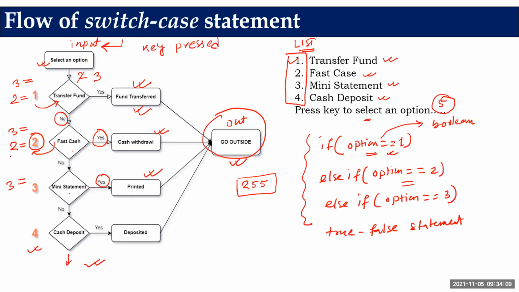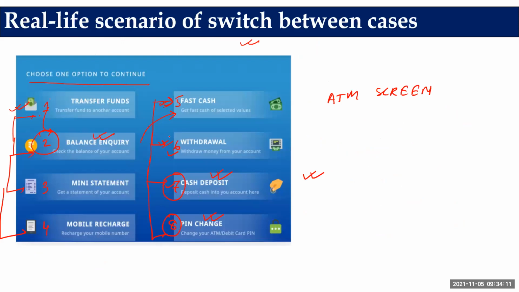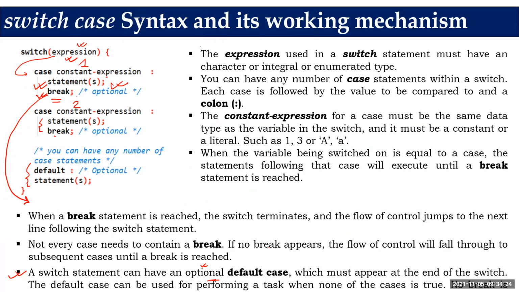Okay, example for ATM. If I go back, in front of your screen there are only 8 options. So from where should I select a 9th option? It is not there. Correct. So that's why it is written: the default case is optional.